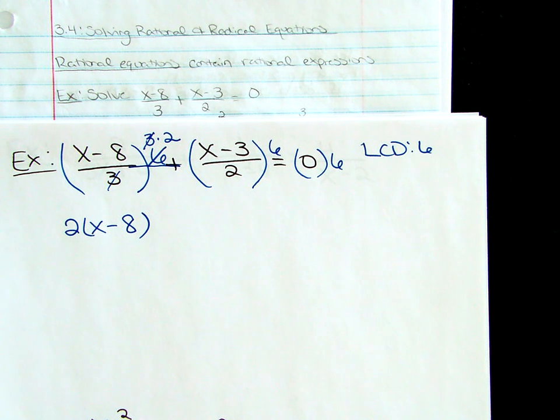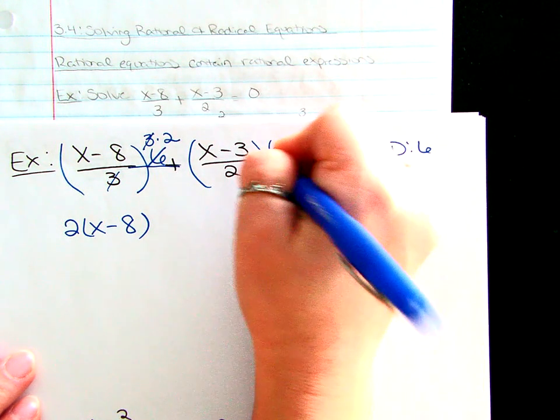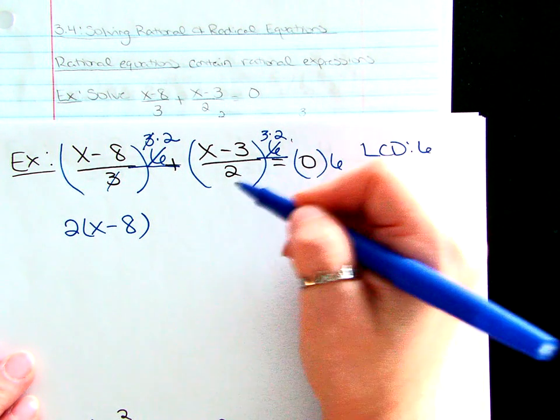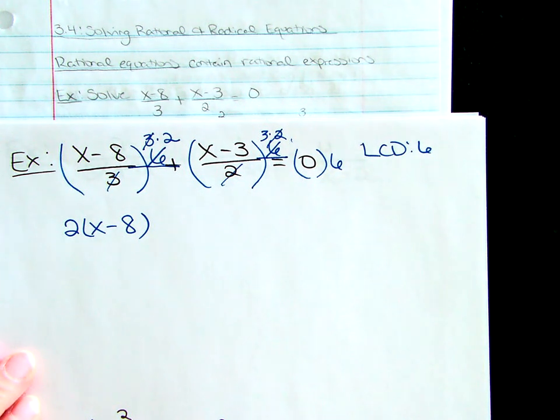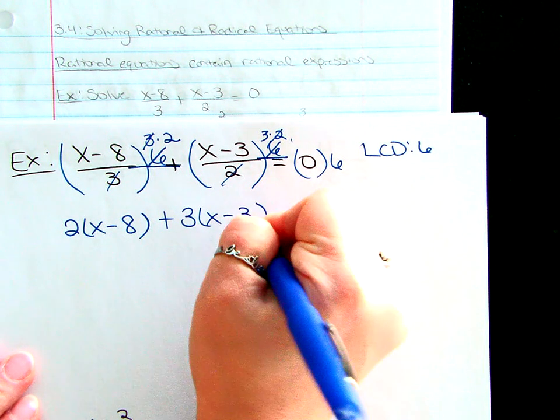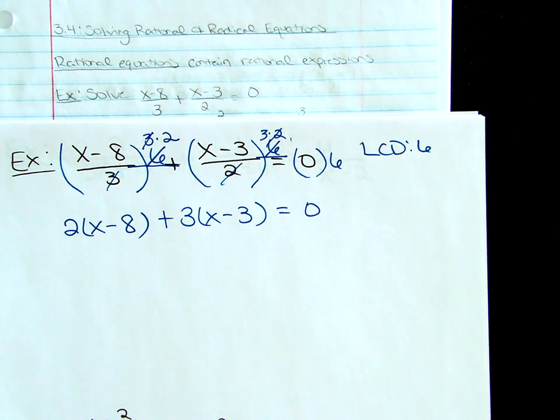And then I do it again for this 6 over here, knowing that it's going to be 3 times 2, but this time, I have a 2 on top and a 2 on bottom, so those are the ones that cancel, which leaves me with 3 times x minus 3. And then on the right-hand side, 0 times 6 is just 0. Does that make sense, what I just did? If you don't like that, you can always do the distributing as well.